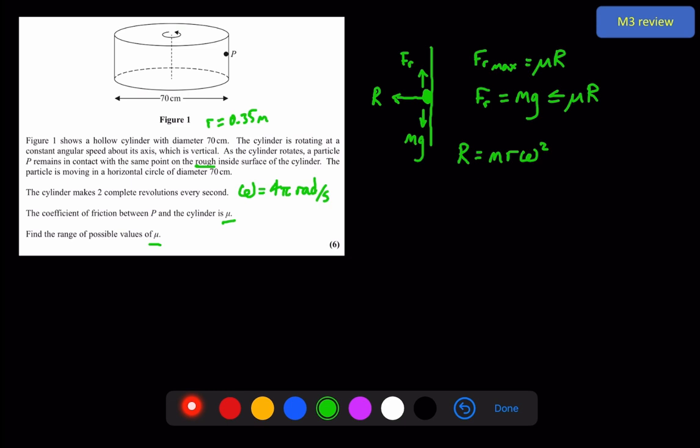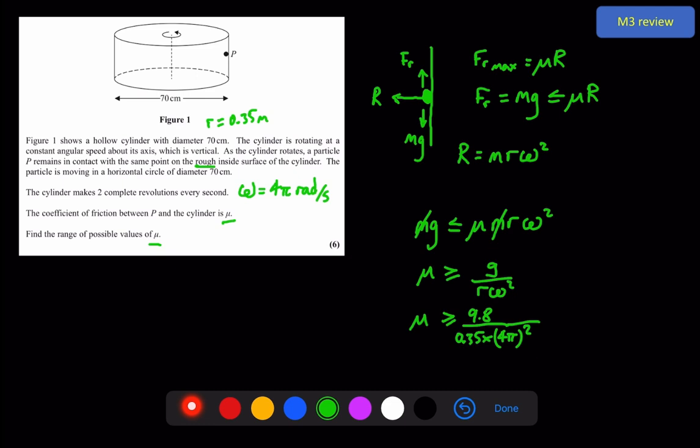So putting all of that together, I've got mg must be less than or equal to mu times R, which is m r omega squared. M cancels out. I'll switch it around. I like my unknown on the left. So mu is greater than or equal to g over r omega squared. But we know all of those. Let's approximate g to 9.8. r we know is 0.35, and omega is 4 pi. We're squaring that.